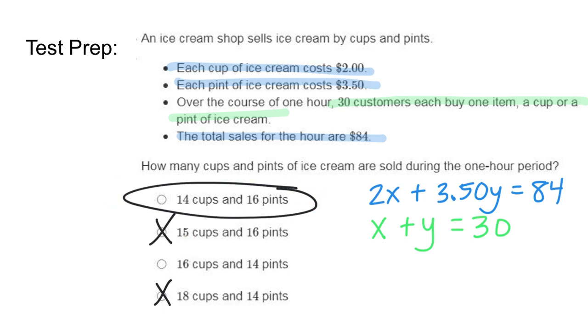Now, I eliminated B and D before I even tried this in Desmos because 15 plus 16 would have equaled 31 items instead of 30, and 18 plus 14 would have been 32 instead of 30. So I knew already that that couldn't be it. And then I went with my other options to see which one was correct.